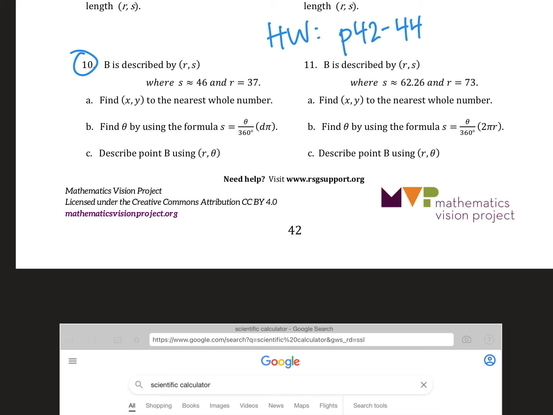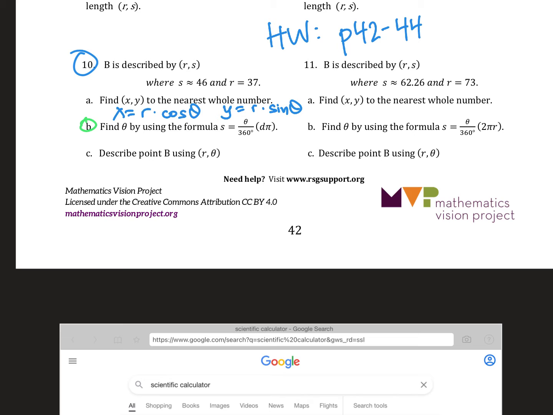The issue with that is that to find x, we need to take the radius times the cosine of the angle. And for y, we need to take the radius times sine of the angle. The problem being, we don't have the angle. So we actually need to complete part B before we can do part A. Part B has us finding theta by using the formula for arc length. All right. So S equals theta over 360 degrees times the diameter times pi.